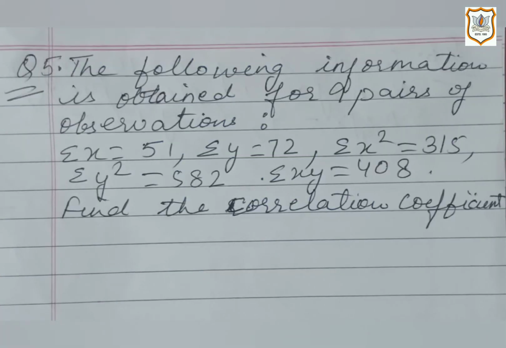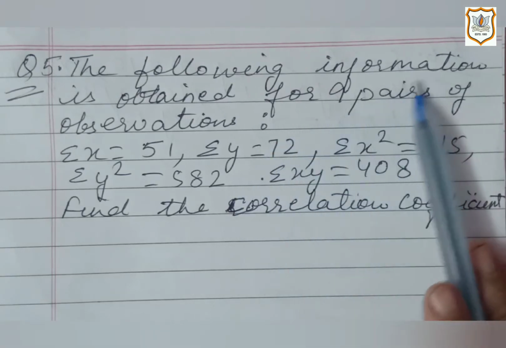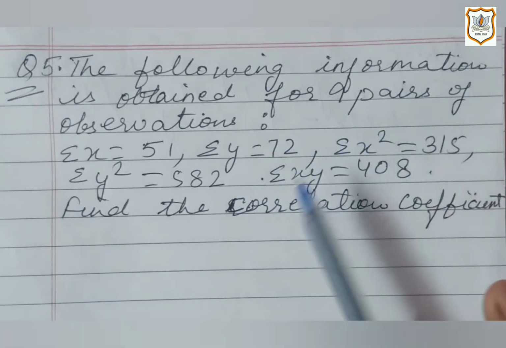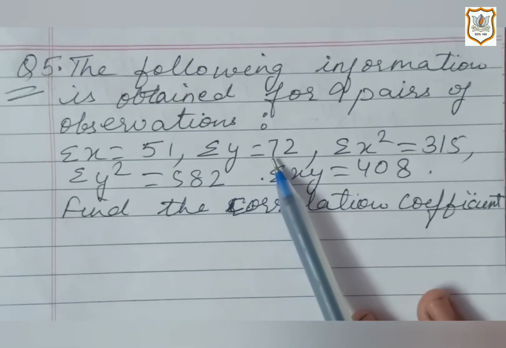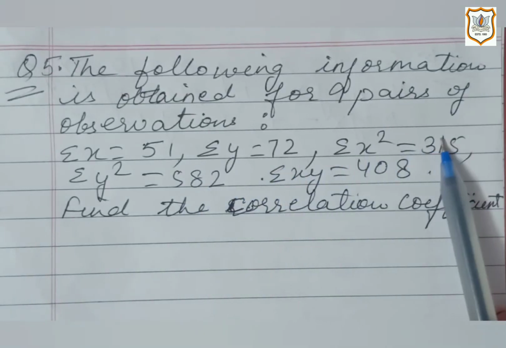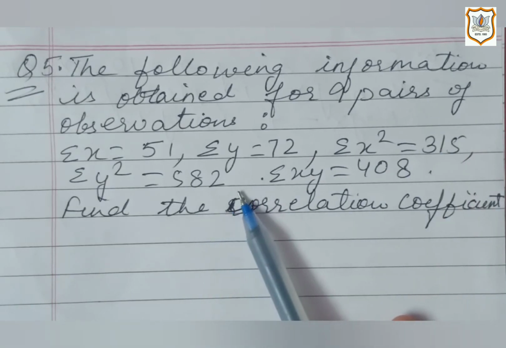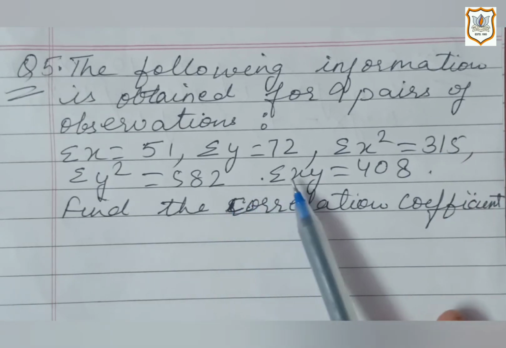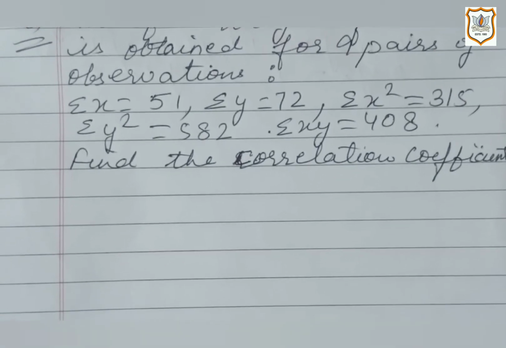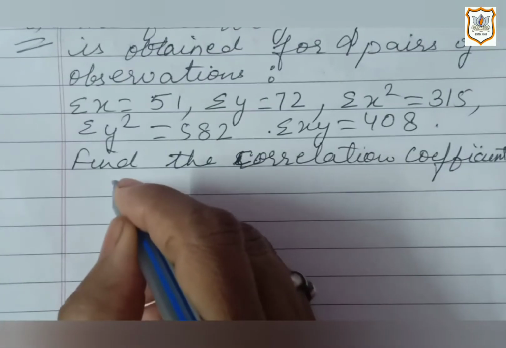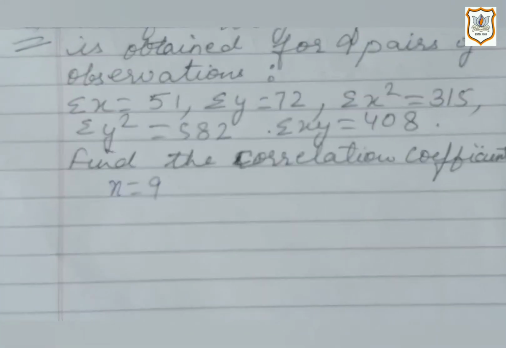Now let us solve another question, that is question number 5. The following information is obtained for 9 pairs of observations. Sigma x is 51, sigma y is 72, sigma x square is 315, sigma y square is 582 and sigma xy is 408. Now let us solve this sum. Here, 9 pairs of observations are there, so n is 9.